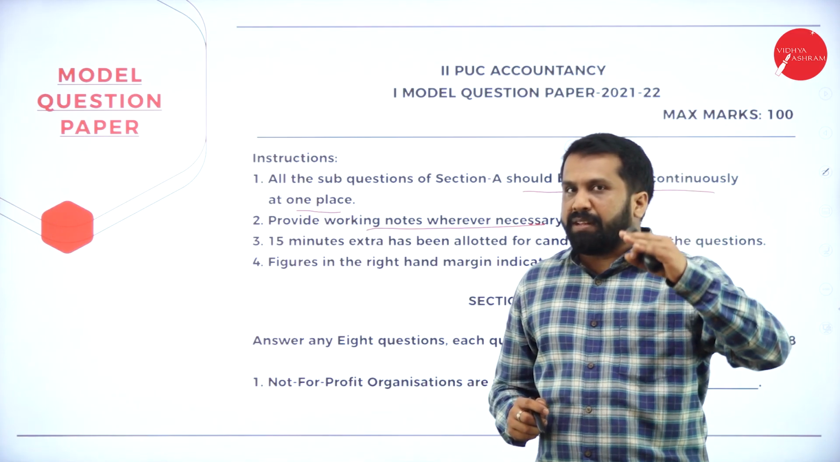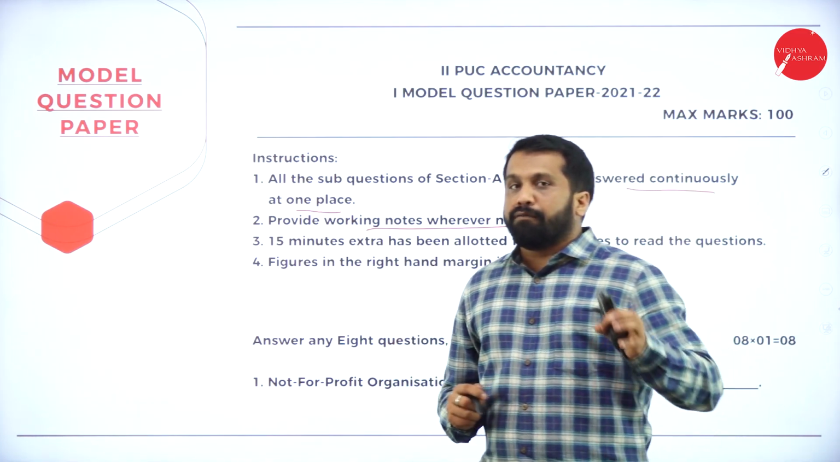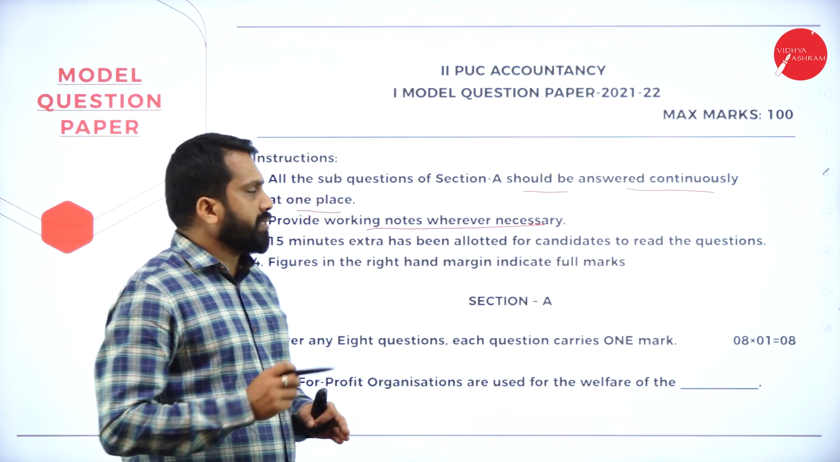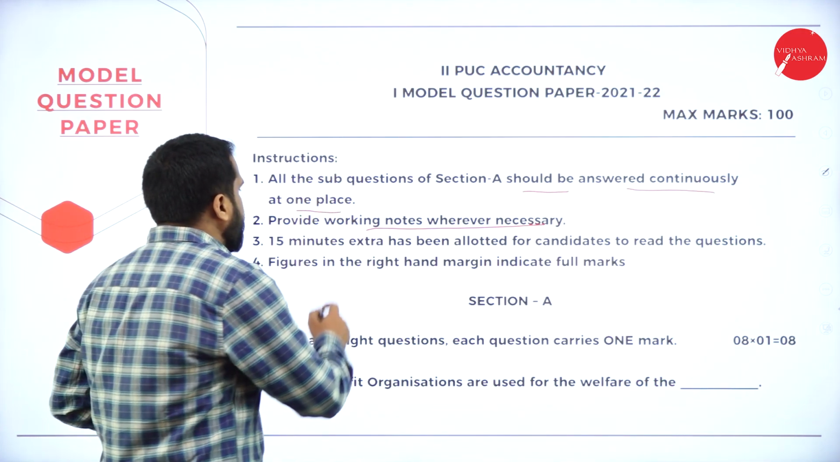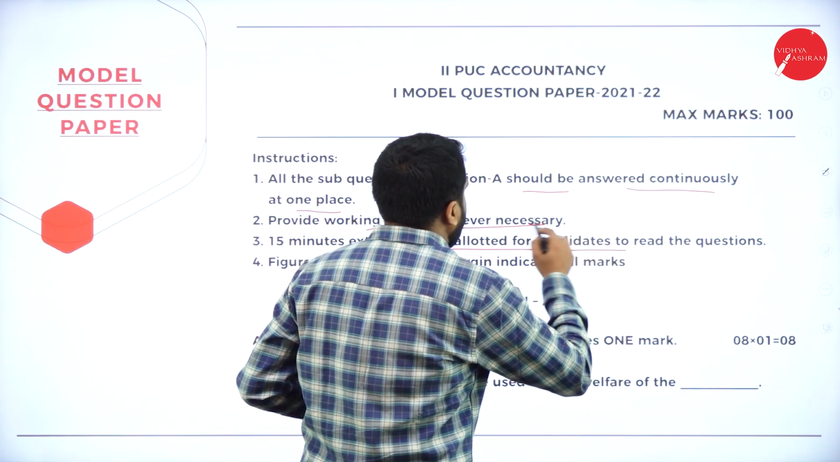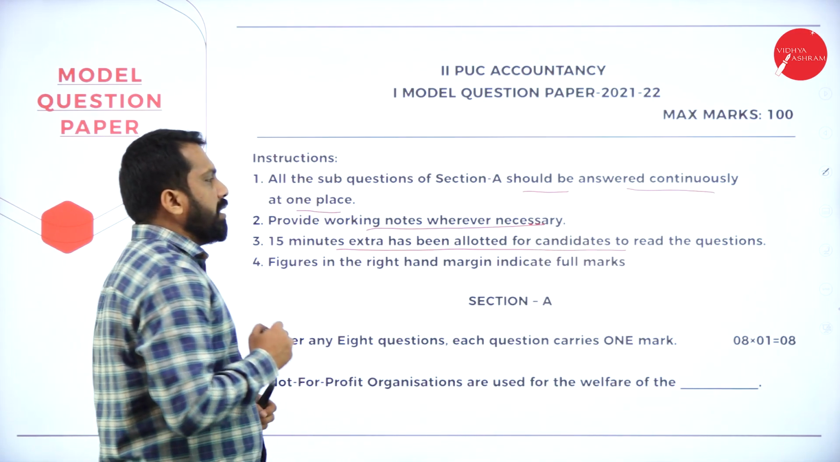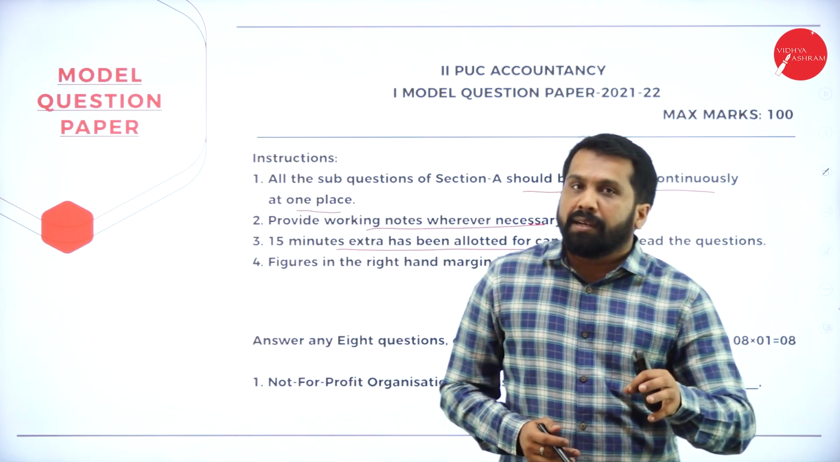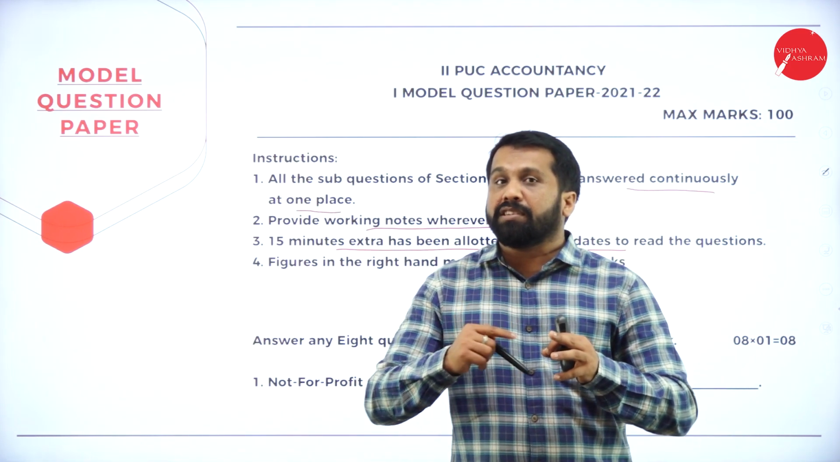If you add 5 plus 5, show the working note. For each and everything, you have to show working notes. Then, 15 minutes extra has been allotted for the candidate to read the question. Now, if your paper is for 3 hours, the PU board has given you 15 minutes more.